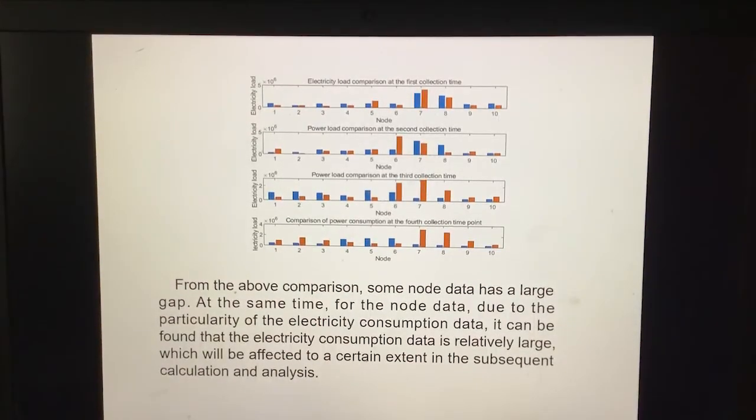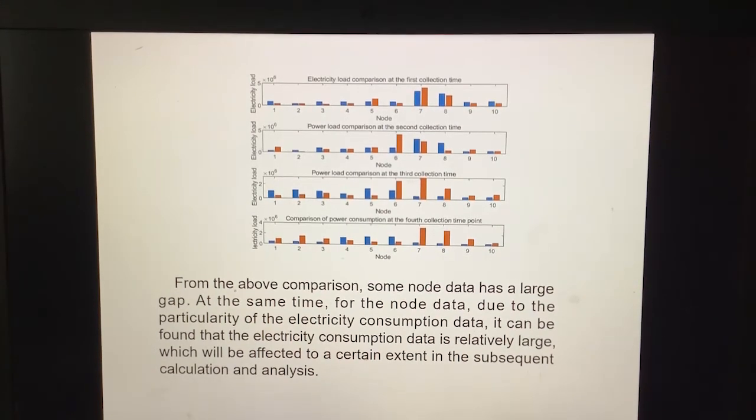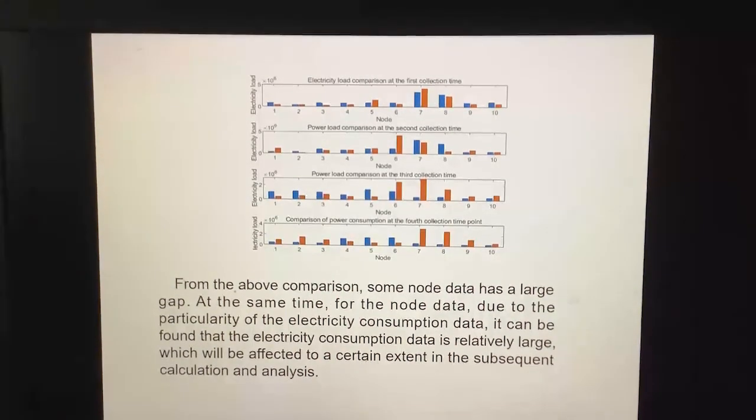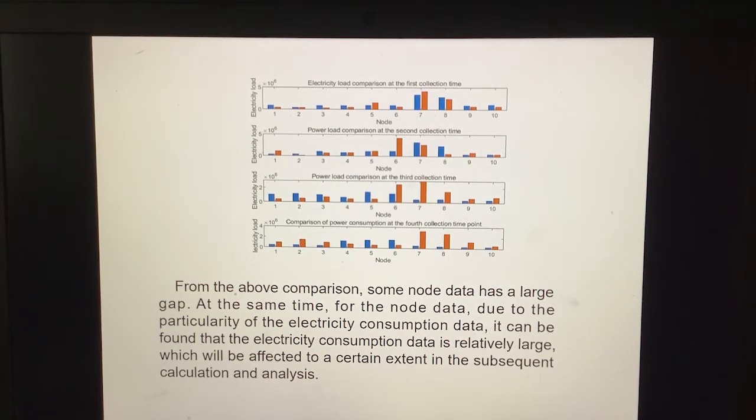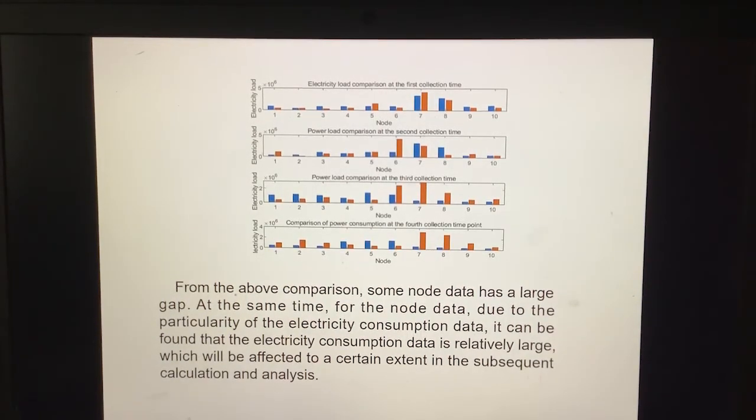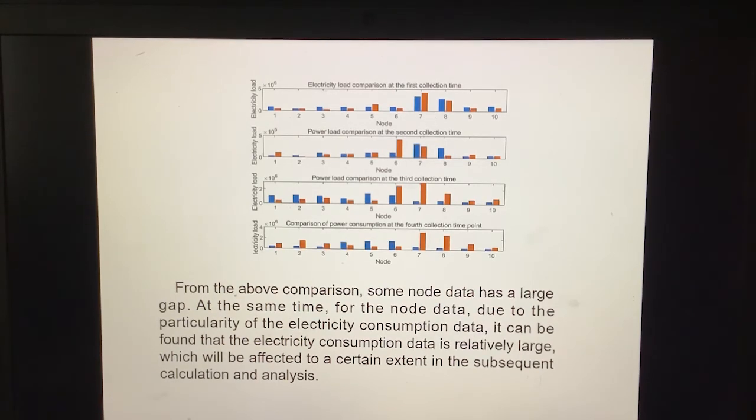From the above comparison, some node data has a large gap. At the same time, for the node data, due to the particularity of the electricity consumption data, it can be found that the electricity consumption data is relatively large, which will be affected to a certain extent in the subsequent calculation and analysis.